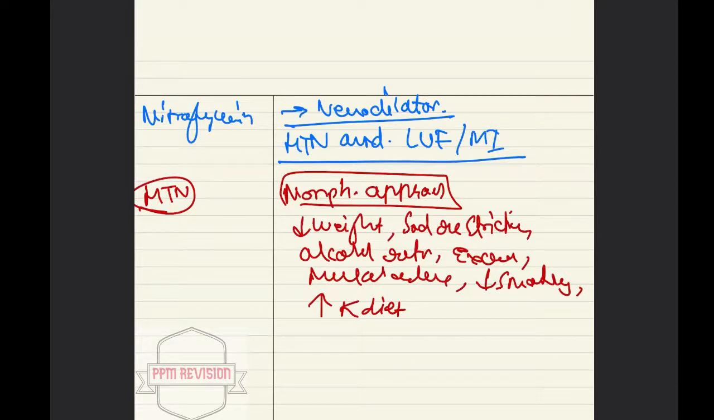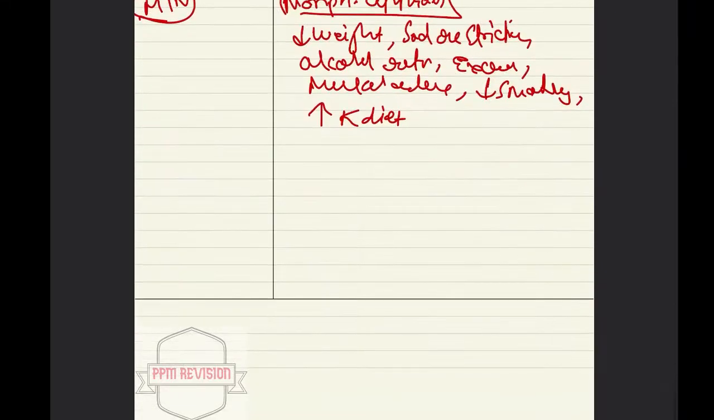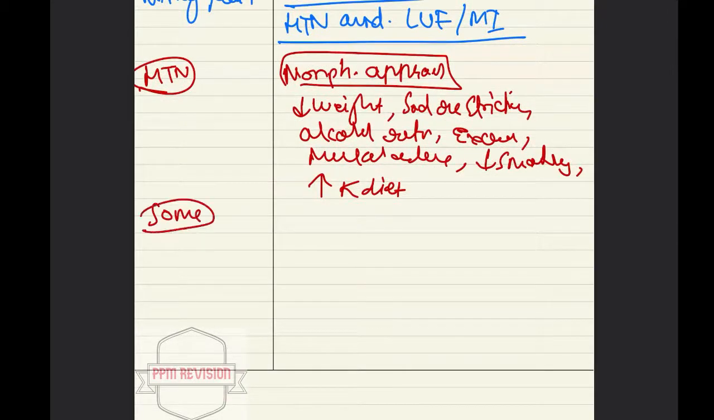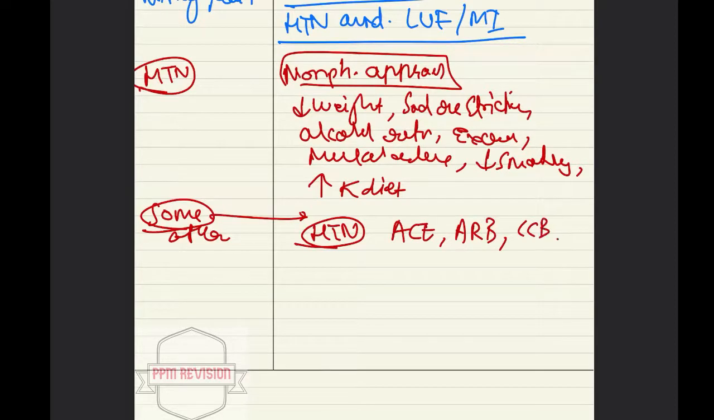Now looking further at the drug treatment, there are antihypertensive drugs, and the choice can depend on factors such as comorbidity, age, sex, and cost of the drug. These are some factors that need to be known. But we'll also be looking at some other drugs that can be used. In case of hypertension, we can use ACE inhibitors, ARBs, CCBs, as well as thiazides, and these were already discussed earlier.